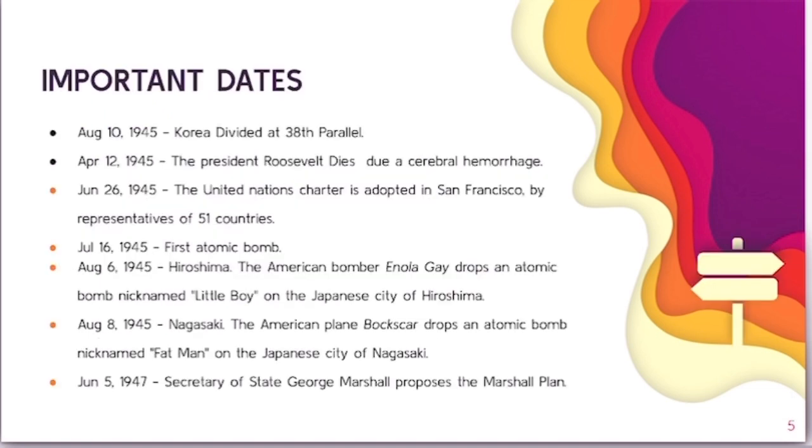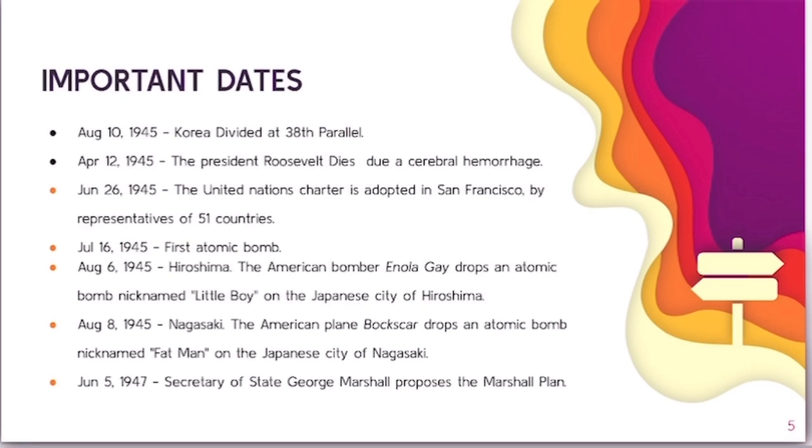Then we have some important dates of this event. The first one was on August 10, 1945, when Korea was divided at the 38th parallel. Then a little time after, on April 12 of 1945, President Roosevelt dies due to cerebral hemorrhage. Then on June 26 of the same year, the United Nations Charter is adopted in San Francisco by representatives of 51 countries.